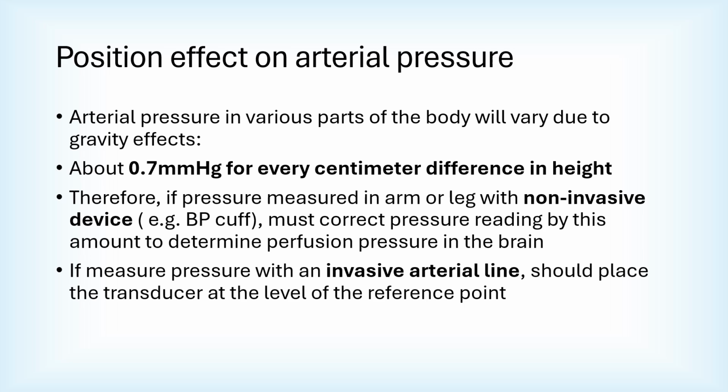There is a difference of about 0.7 millimeters of mercury for blood pressure for every centimeter difference in height. Therefore, if you measure pressure in an arm or a leg with a non-invasive device, for example, a blood pressure cuff, you must correct the pressure reading by this amount to determine the pressure in the brain, if that is what you want to reference. If you measure the pressure with an invasive arterial line, you should place the transducer at the level of this reference point.